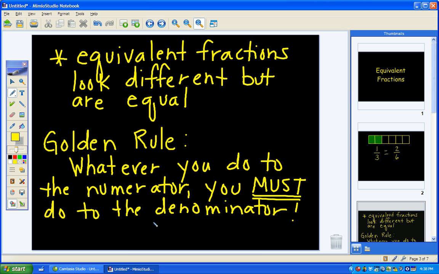And remember, our numerator is the number on top and our denominator is the number on bottom. The numerator is the pieces we're talking about and the denominator is how many pieces the whole was cut into. And that's some vocabulary that we have discussed in class.